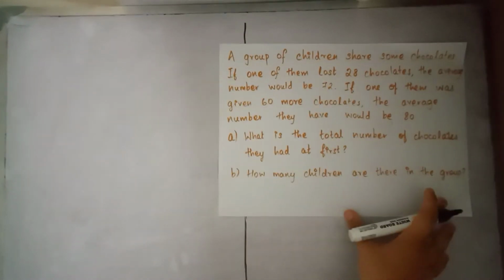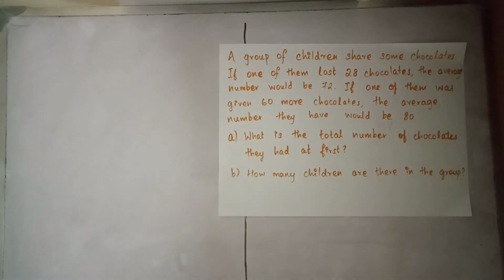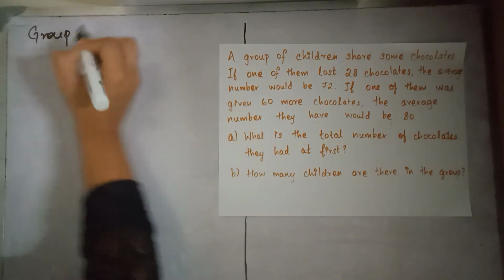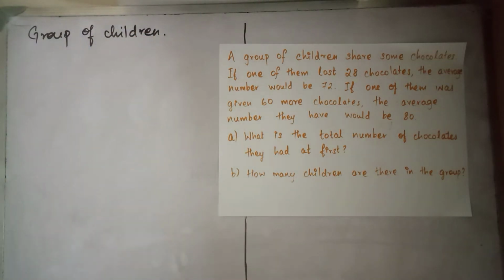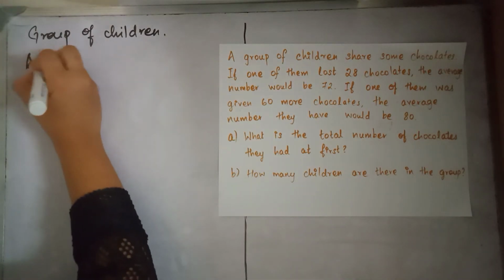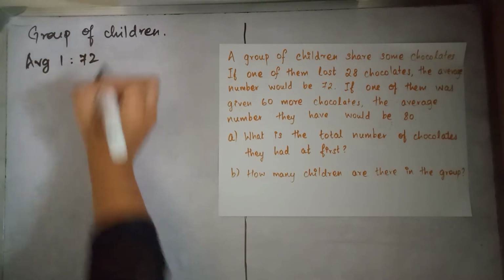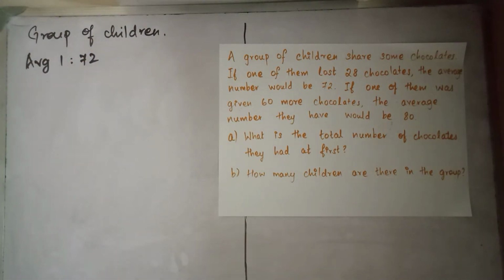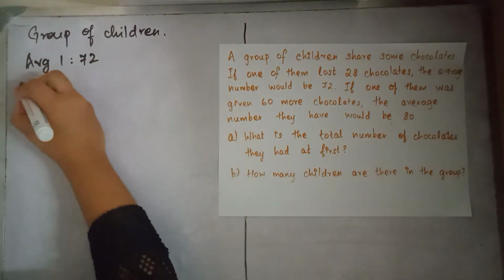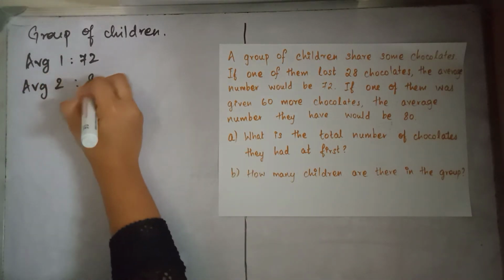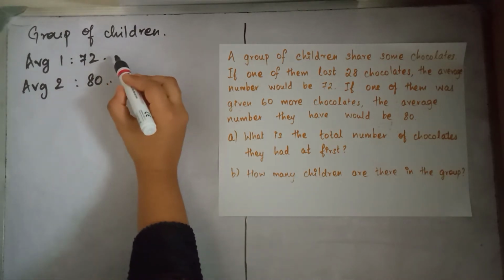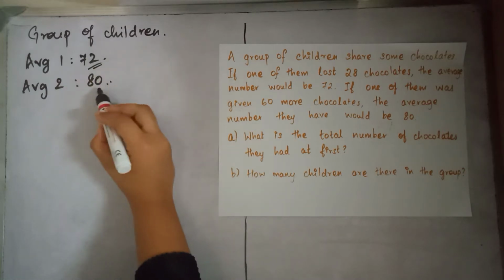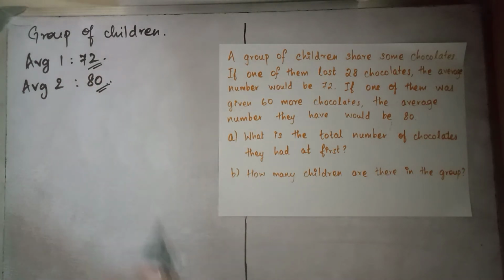Okay, so the question states that there's a group of children. We don't know how many children there are. And if one of them loses 28 chocolates, the average number would be 72. So we have one average number. If one of them was given 60 more chocolates, the average number they have would be 80. So we have two averages, and both of these are based on conditional basis. Like if one of them loses 28, then it's this average. If one of them gains 60 chocolates, it's this average.